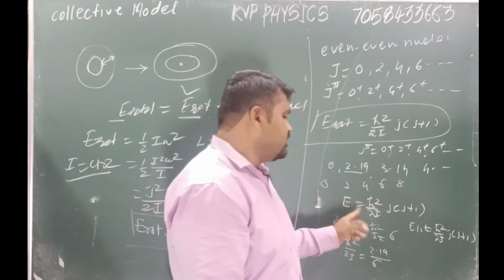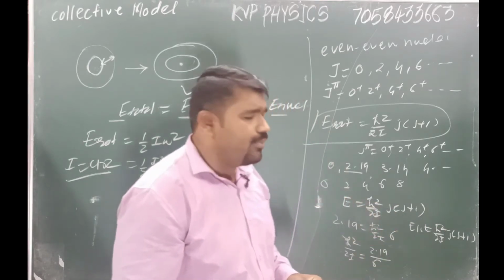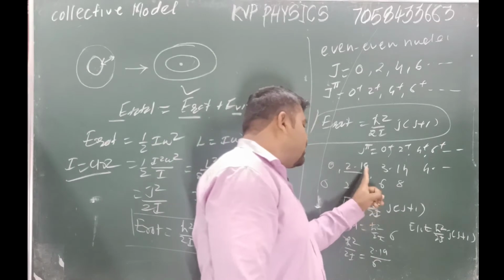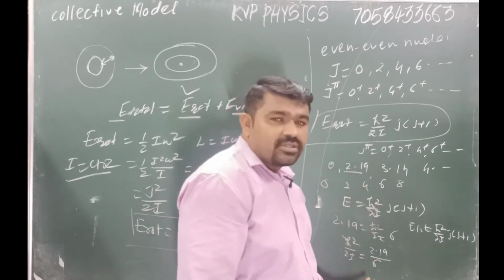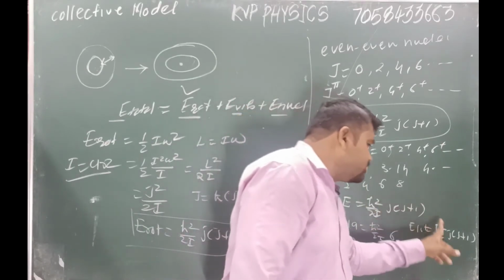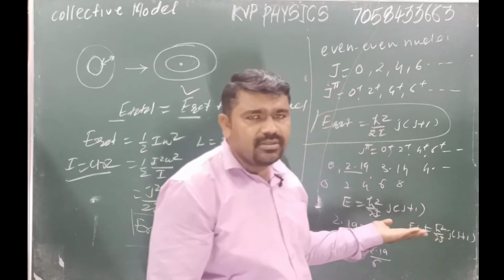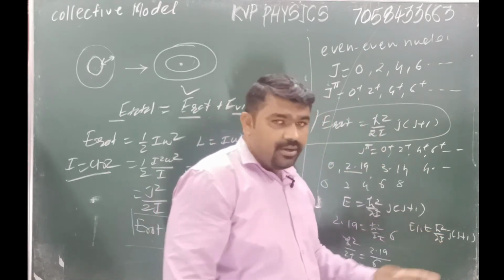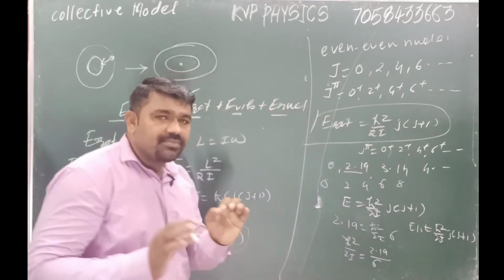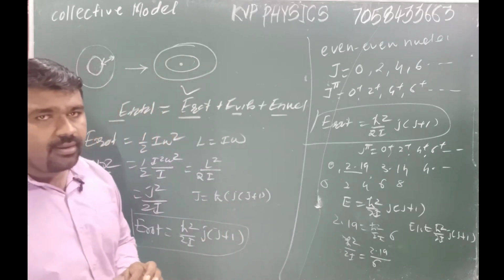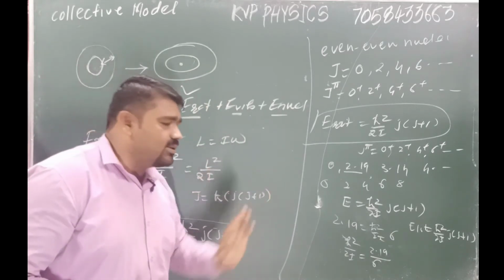We cannot use this relation. We cannot find the h cross square upon 2i value. Hence, the initial data is only used for finding the h cross square upon 2i value. Now substitute this value here, and we get the answer for the E10 state. Got it? Whatever the given data, first find the h cross square upon 2i, and next do whatever they ask.